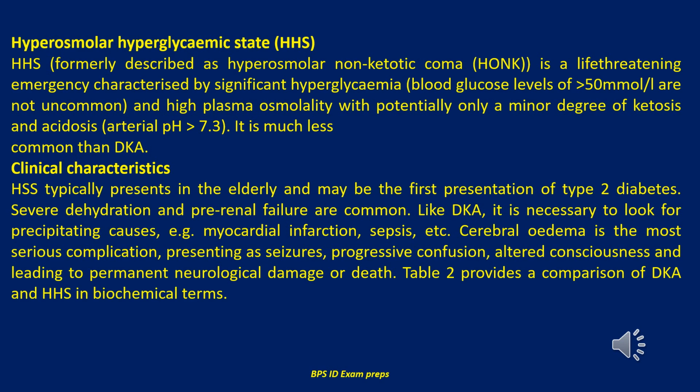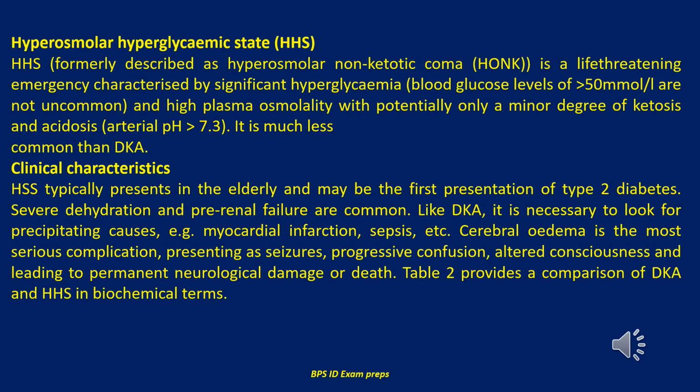Hyperosmolar hyperglycemic state typically presents in the elderly and may be the first presentation of type 2 diabetes. Severe dehydration and pre-renal failure are common. Like DKA, it is necessary to look for precipitating causes, e.g. myocardial infarction, sepsis, etc. Cerebral edema is the most serious complication, presenting as seizures, progressive confusion, altered consciousness and leading to permanent neurological damage or death.